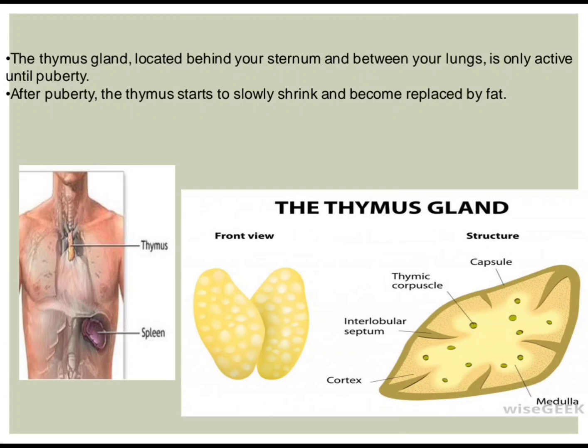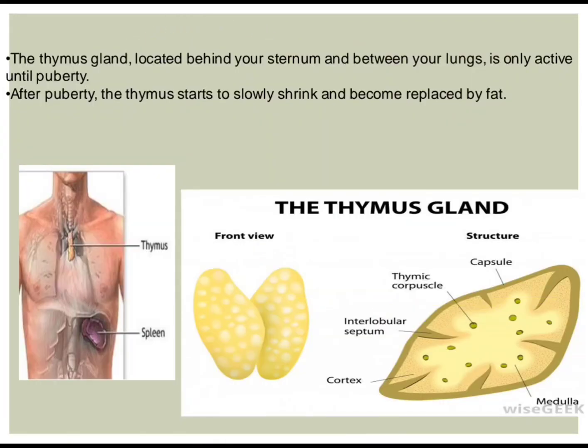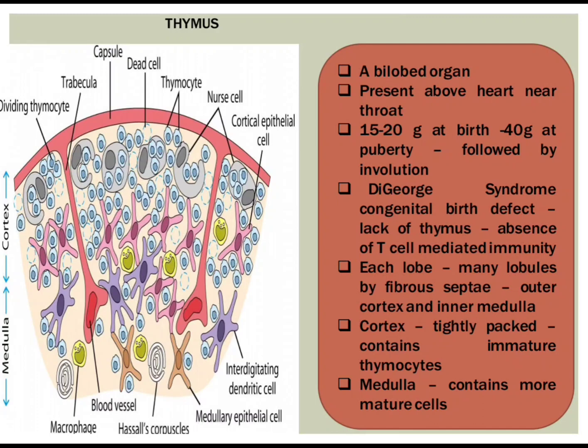Okay, now let us see the structure in detail. Now this is the structure of thymus in detail. As I told, it is a bilobed structure. You can see here it is a bilobed structure, and it is about 15 to 20 gram at birth and slowly increases to 40 to 70 gram during puberty, and later on after puberty, after 17 to 20 years of age, it slowly starts shrinking as it gets converted into a fatty mass.